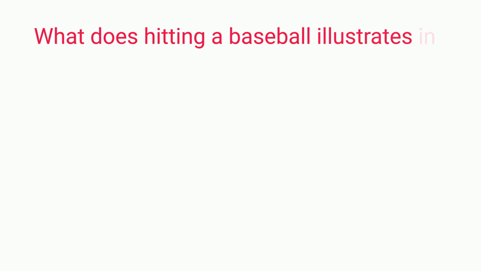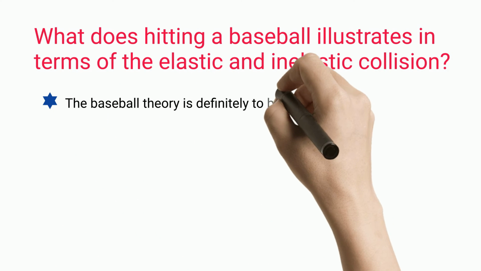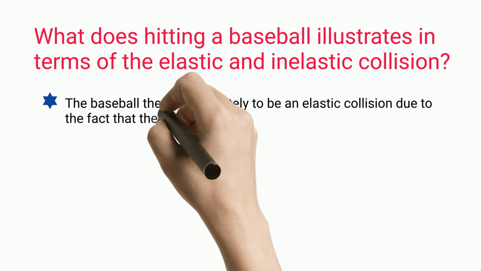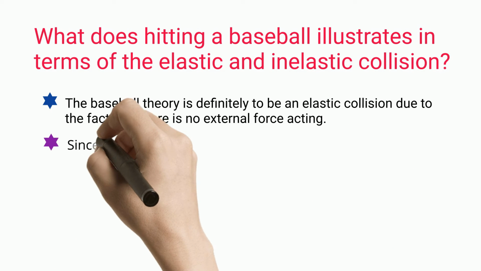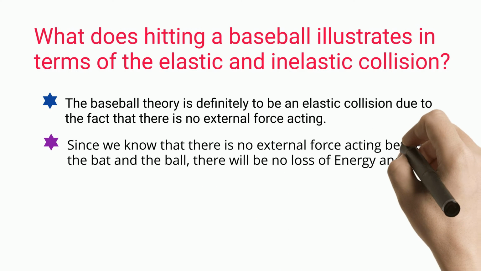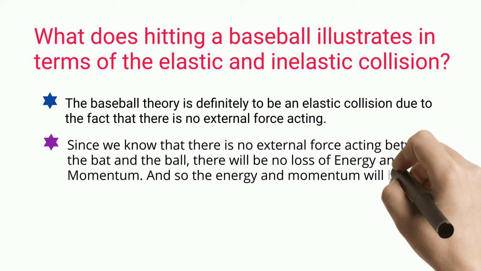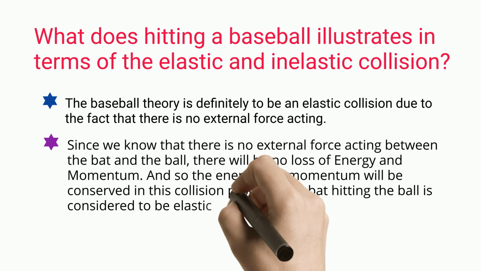What does hitting a baseball illustrate in terms of elastic and inelastic collision? The baseball case is an elastic collision due to the fact that there is no external force acting. Since there is no external force acting between the bat and the ball, there will be no loss of energy and momentum. And so the energy and momentum will be conserved in this collision process.